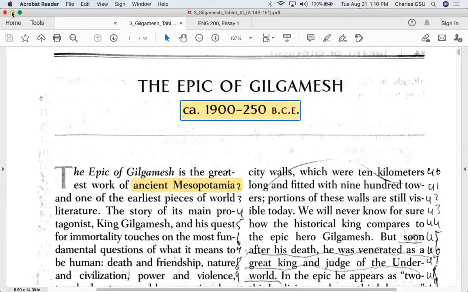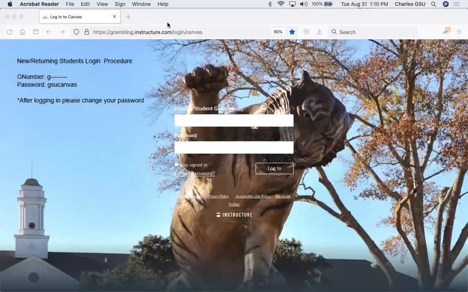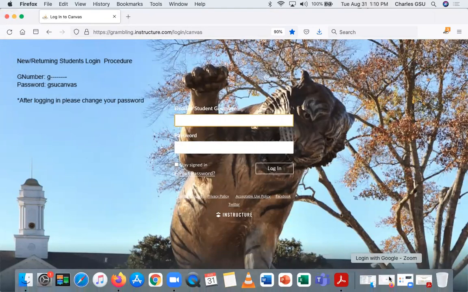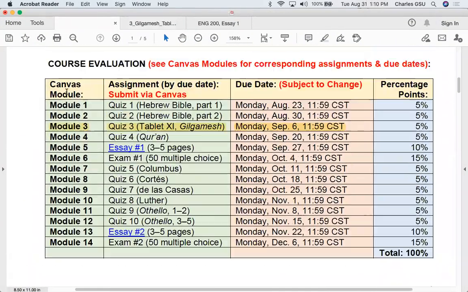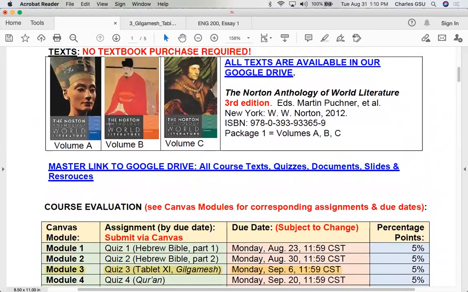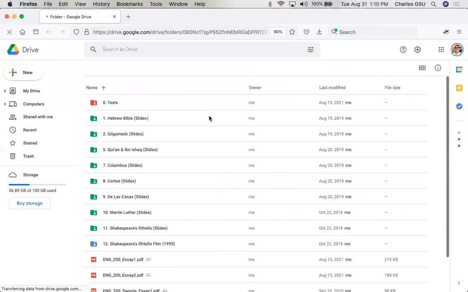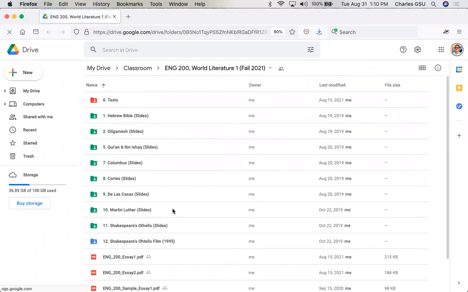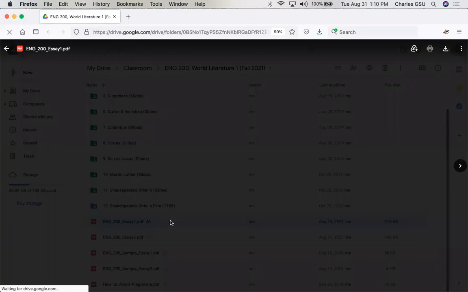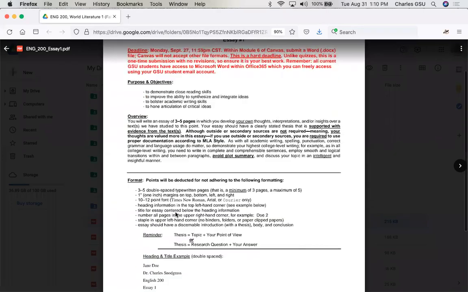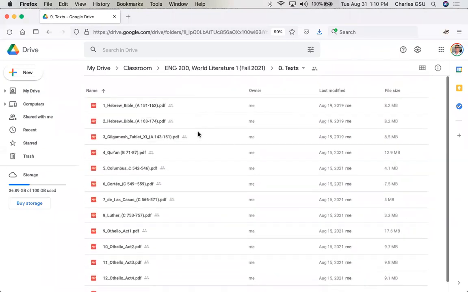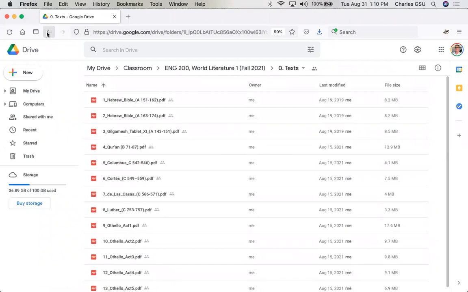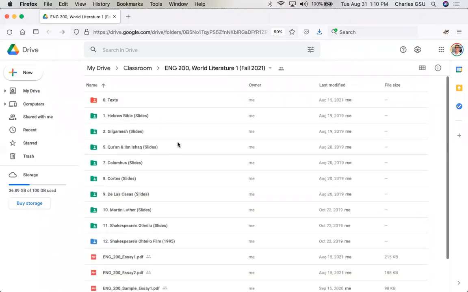There are a number of slides in your slide folder. Remember, if you just click on that master link in the syllabus, right underneath the images of the books, it'll take you to our entire Google Drive folder, in which you have not only the essay documents and guides like I just referred to, but also all of the texts in the order in which we will read them. And then you have the individual folders of slides.